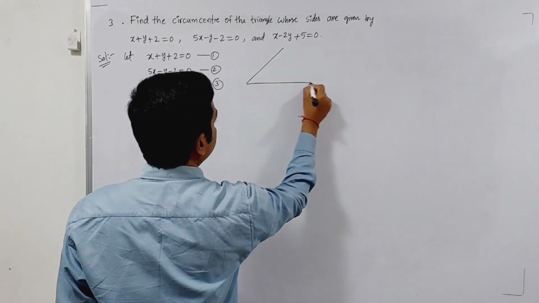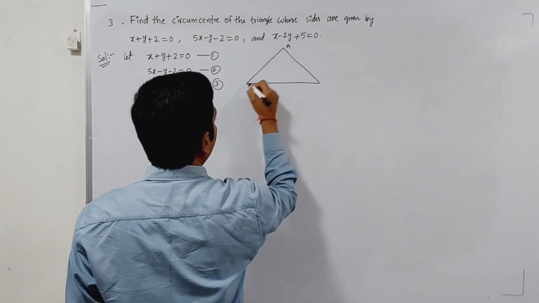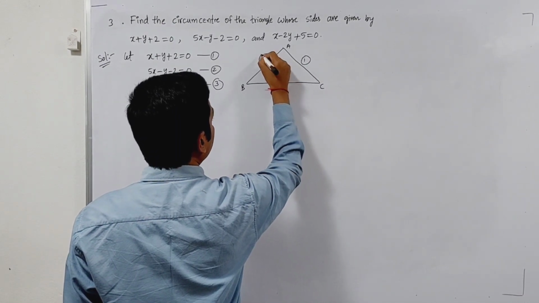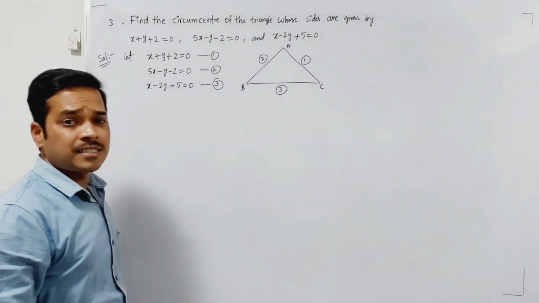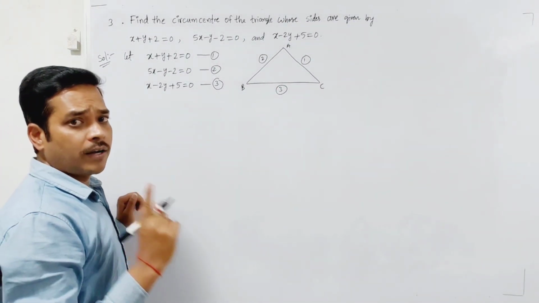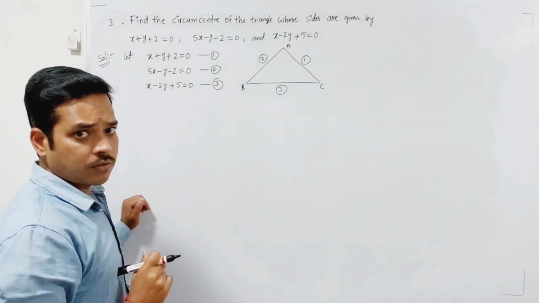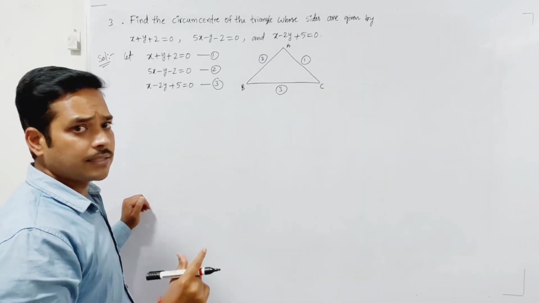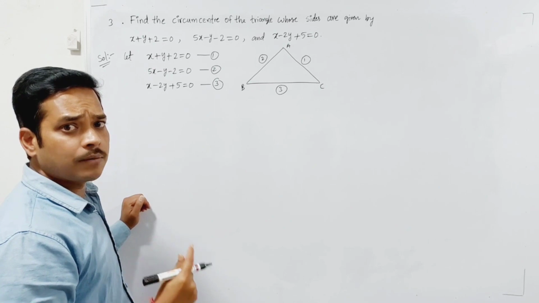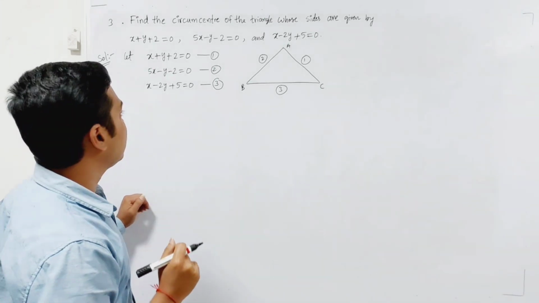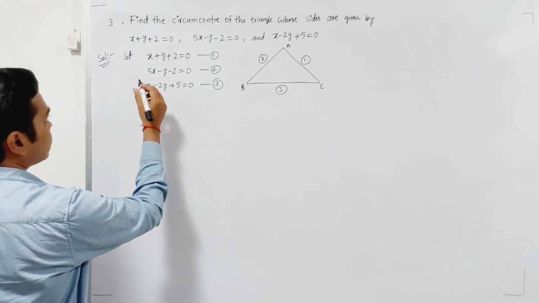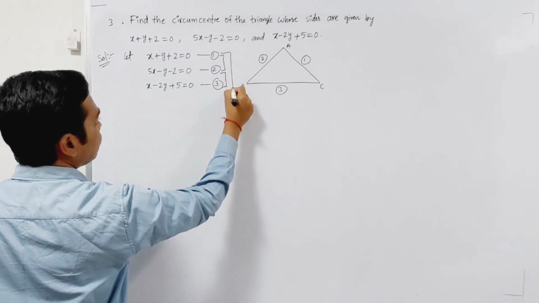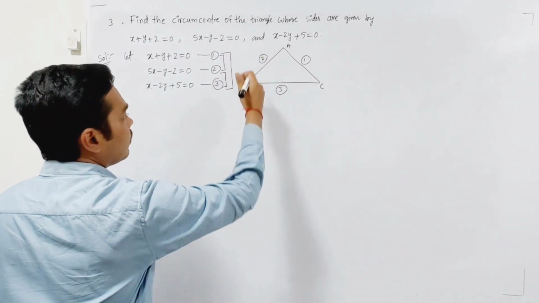Here three sides are given. For example, this is A, B, C, a triangle. This is the first side, this is the second side, this is the third side. Three sides are given. In that case, you have to find out the vertices of the triangle first. After getting the vertices, find out the circumcenter by using the SA equal to SB equal to SC condition. First of all, solve pairwise: equation 1 and 2, equation 2 and 3, and equation 1 and 3. We get A, B, C.